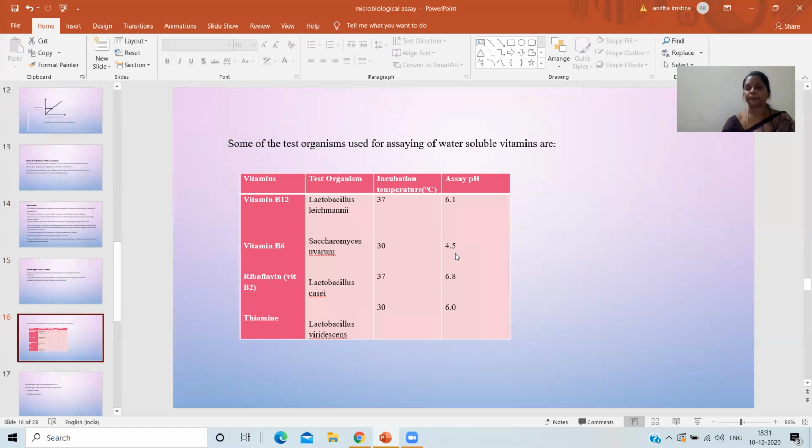Some of the test organisms used for assaying the water-soluble vitamins are as follows. For vitamin B12, the test organism is Lactobacillus leichmannii, the incubation temperature is 37 degrees, and the pH has to be maintained at 6.1. For vitamin B6, Saccharomyces uvarum, 30 degrees incubation temperature, and 4.5 is the pH. Riboflavin, Lactobacillus casei, 37, 6.8. Thiamine, Lactobacillus viridescens, 30 is the temperature and 6 is the pH. So these are the standards we generally maintain.